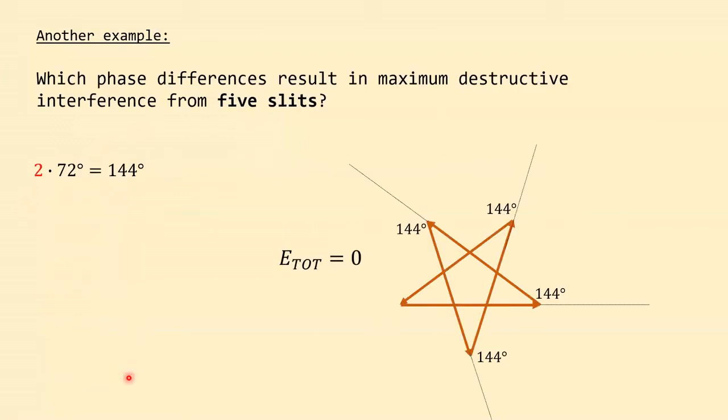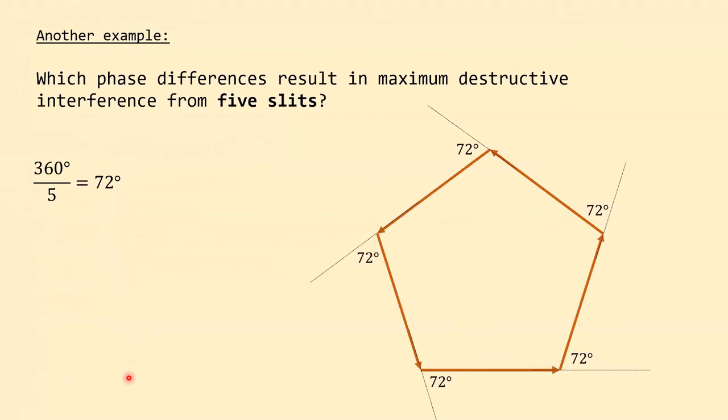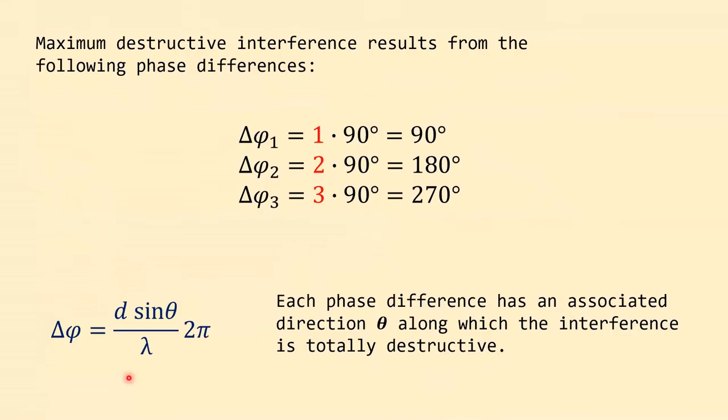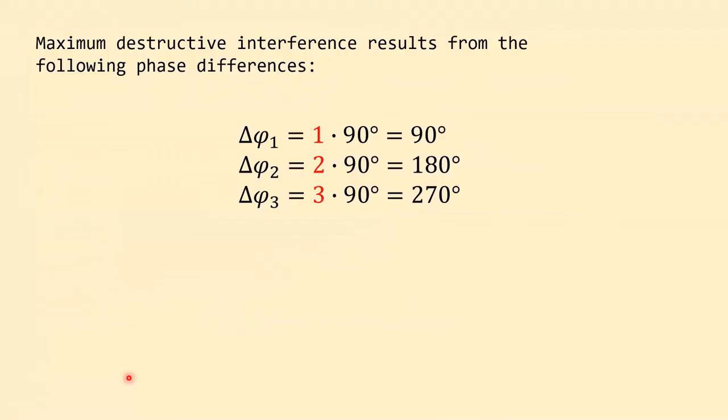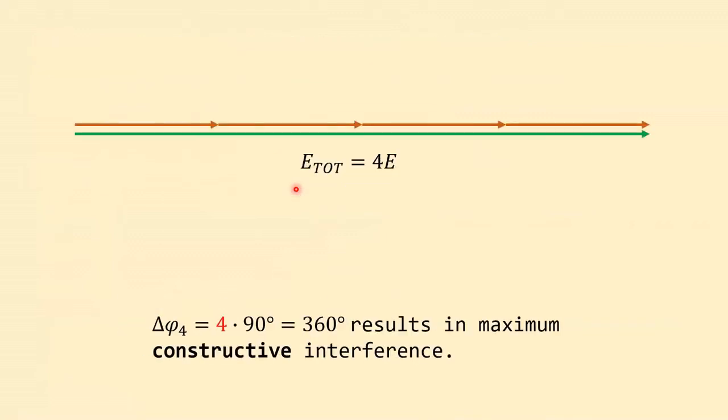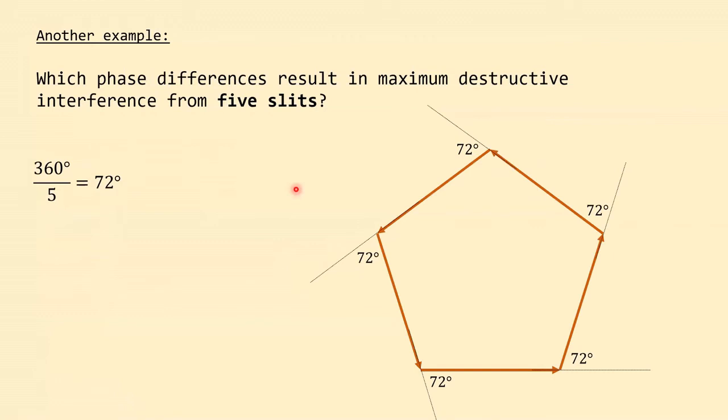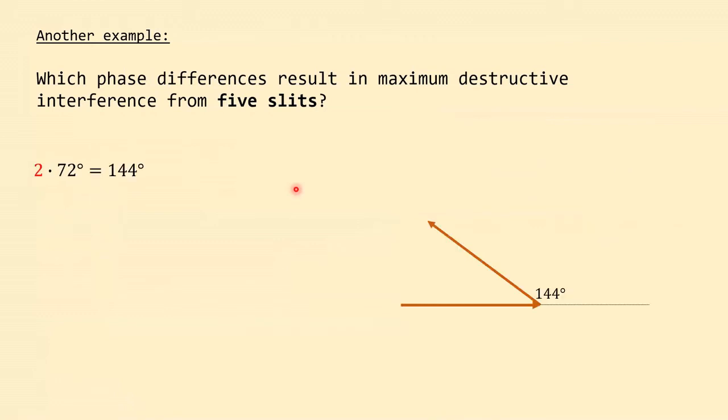For the case of the square, the base phase difference was 90. We found that the first 3 multiples of 90 worked. This is 4 slits we're talking about, but the 4th multiple actually produced constructive interference. So you have to stop short of n, where n is the number of slits. Now, I didn't go all the way with the 5 slits. I showed the first 2, 72 and 144.